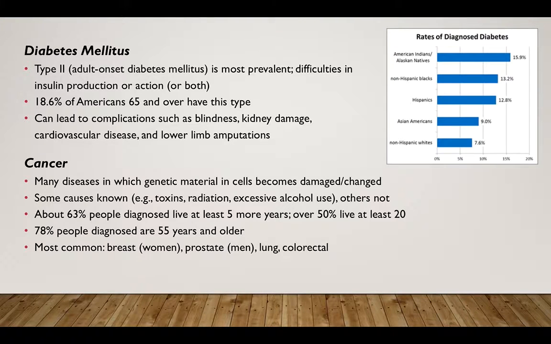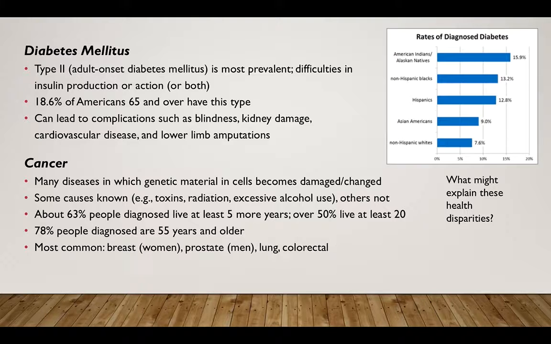You can see on the right here that the rates of diagnosed diabetes vary among different ethnic groups. You might wonder what might explain these health disparities, and it's important to remember that while we should consider genetics, lifestyle, and perhaps more importantly, access to healthcare should also be considered.